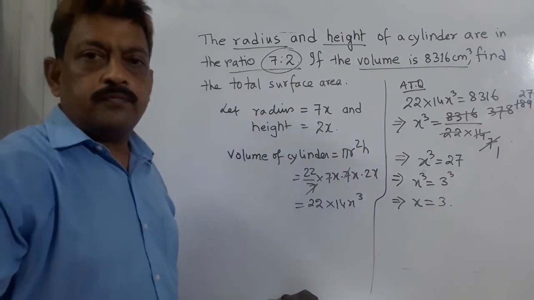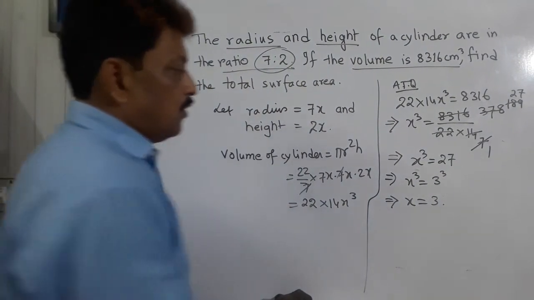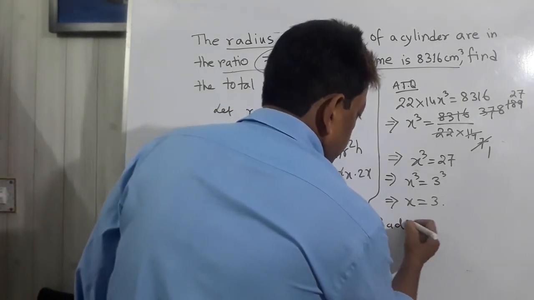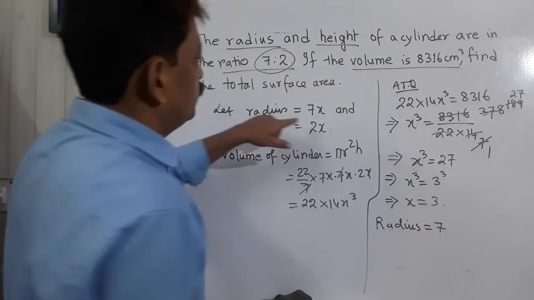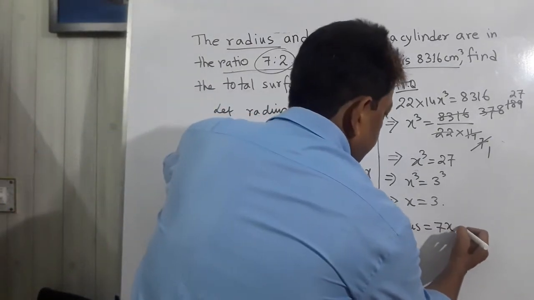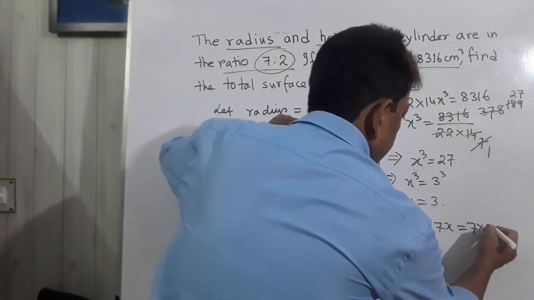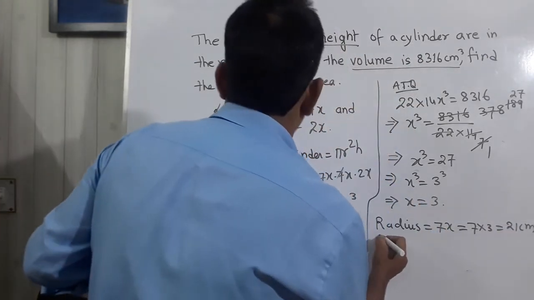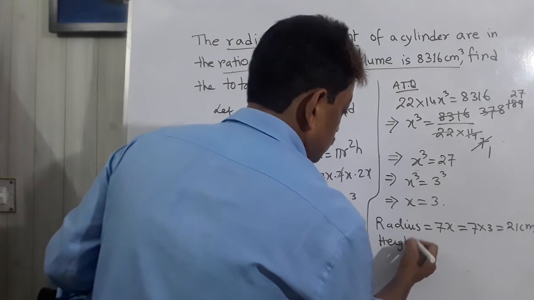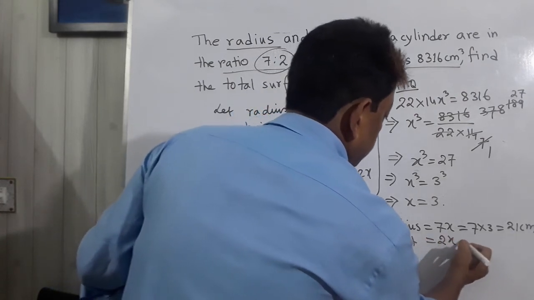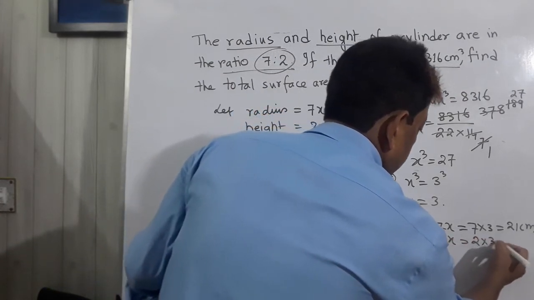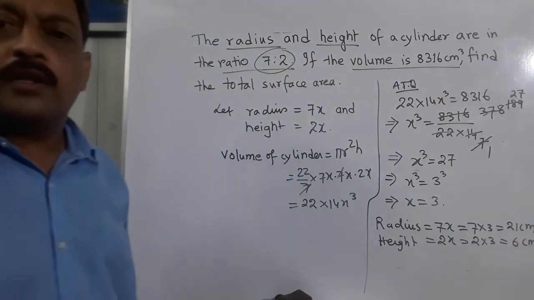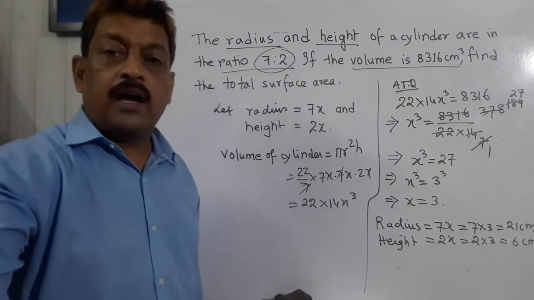Now the radius is equal to 7x as we have assumed, so 7 into 3, that is 21 centimeter, and height was 2 multiplied with x, that is 2 multiplied with 3, that is 6 centimeter. Okay, so we have got the radius as well as the height.